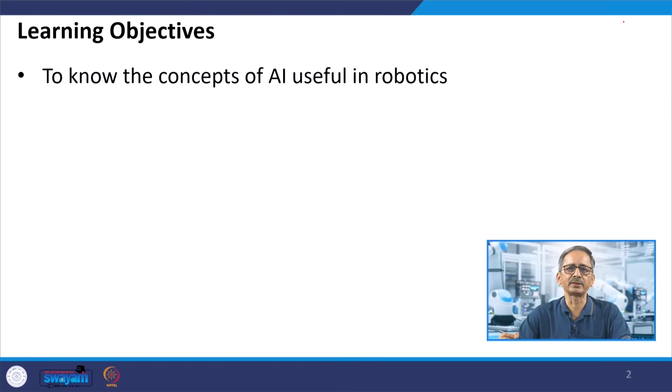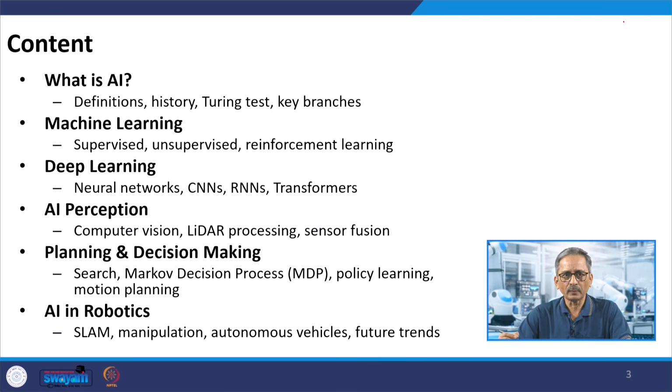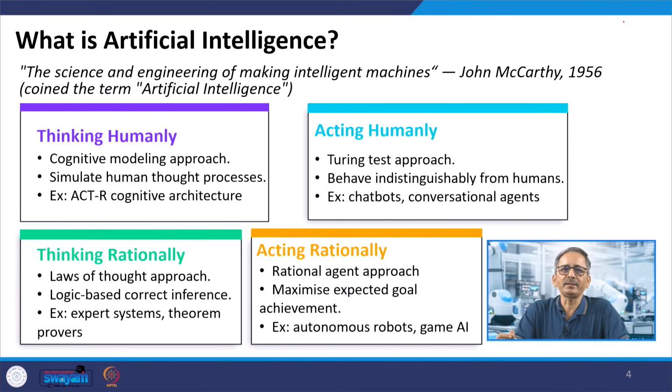I expect that at the end of this lecture you will have a broad overview of AI and its usefulness in robotics. I will begin with what is AI, then we are going to talk about an important concept of AI, that is machine learning, then we will move on to deep learning, AI perception, planning and decision making, and finally AI in robotics.